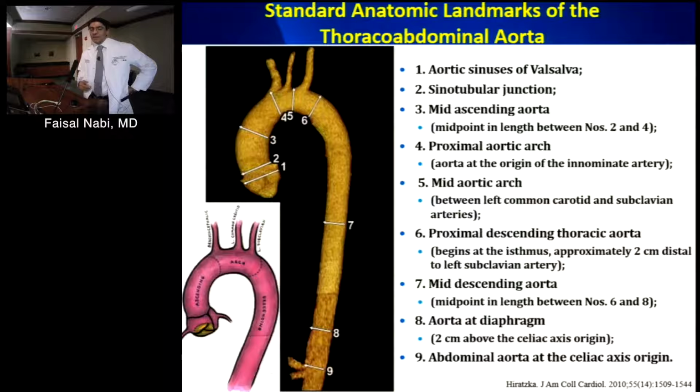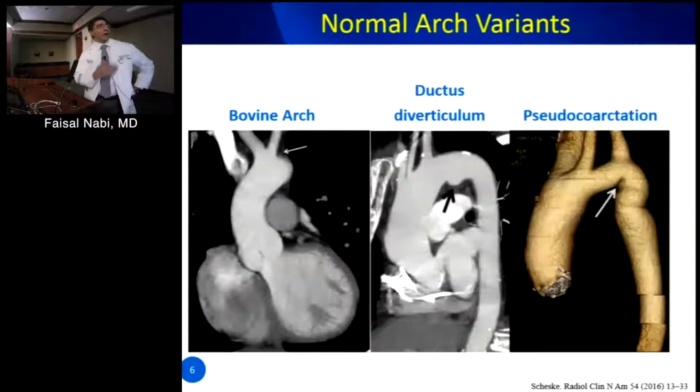There is a segment in the descending thoracic aorta called the isthmus, defined as the region from the left subclavian artery to the ligamentum arteriosum. When it comes to aortic diseases, if you look at our CMR reports, all of these measurements are there. These are very standardized measurements. There are some normal variants that we should know about. A common one is the bovine arch. These are just some normal variants I'll mention.